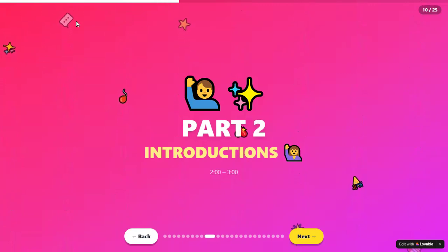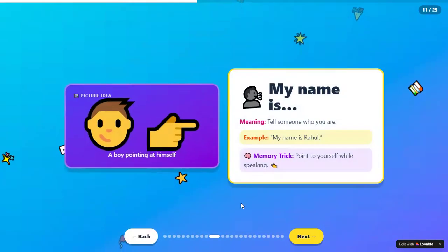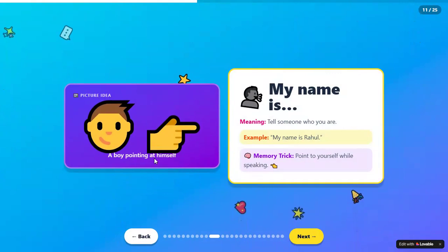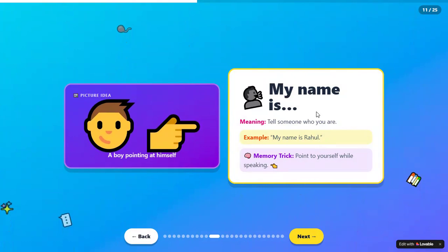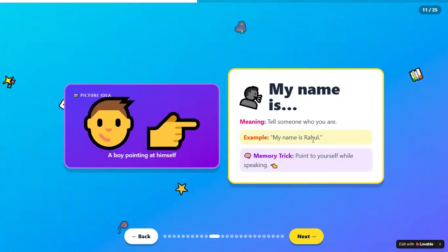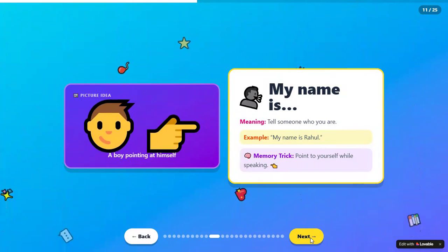So now we move to part 2, introductions. So this boy is pointing his finger at himself. A boy pointing at himself. My name is dash dash dash, meaning tell someone who you are. Example, my name is Rahul. So the mnemonic: point to yourself while speaking. Fine.